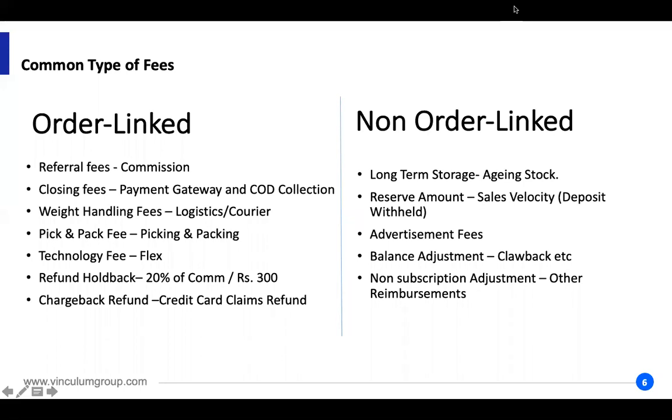The weight handling fees. It basically means the shipping fees for shipping the product from the seller's warehouse or from the FBA warehouse to the customer's home. So shipping, logistics, courier or postage, all these things mean the same in terms of weight handling fees.